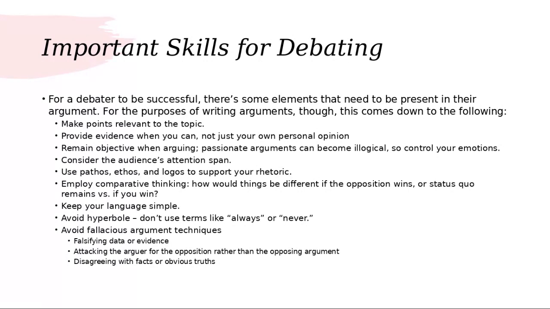Avoid hyperbole. Don't use terms like always or never. Don't say this is the biggest thing, this is the biggest strategy, this is the greatest accomplishment, and so forth. Avoid fallacious argument techniques. This includes falsifying data or evidence. Make sure all of your data and evidence is factual, can be confirmed, and takes the full picture into account. Attacking the arguer for the opposition rather than the opposing argument is the ad hominem fallacy, attacking the man instead of attacking the argument. Disagreeing with facts or obvious truths: there is no such thing as alternative facts, okay? No matter what some people would have you think, there is no such thing as alternative facts.